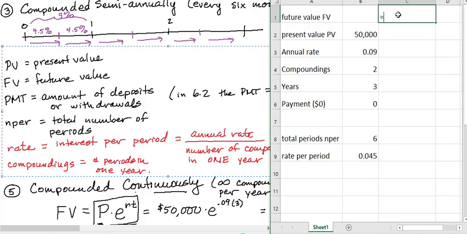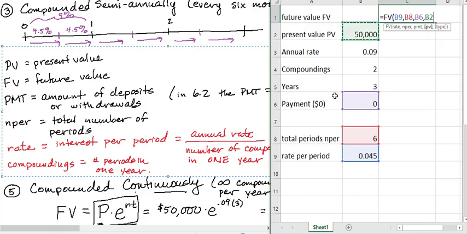Then my future value will be FV, tab to get that formula active. Notice it puts the parenthesis in for me. First thing it wants is the rate. That's the rate per period. Separate with a comma. Total number of periods is 6. Payment amount, no additional deposits or withdrawals. Present value, 50,000. And the type, you can either put a 0 or you can just leave it blank and Excel will assume it's a 0. So at this point I can just say enter.